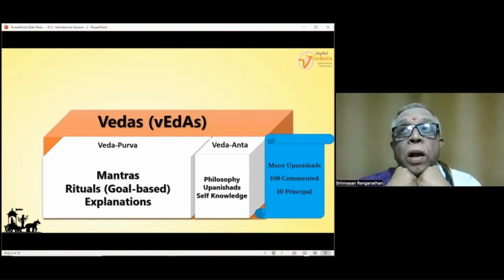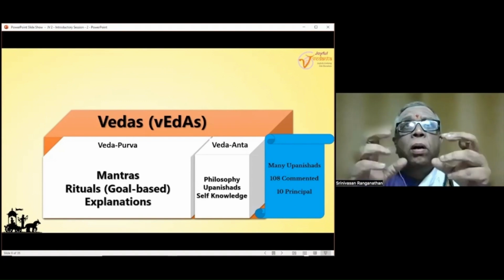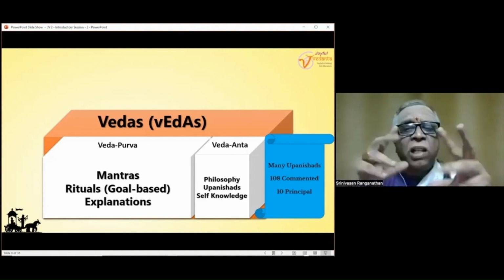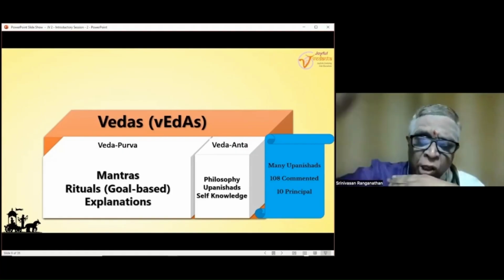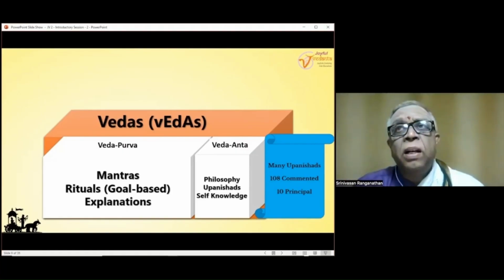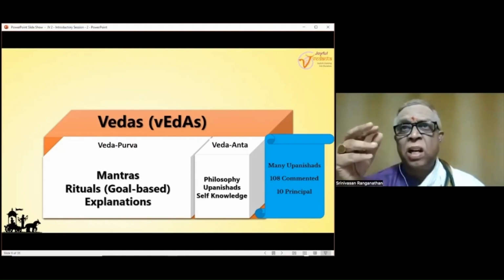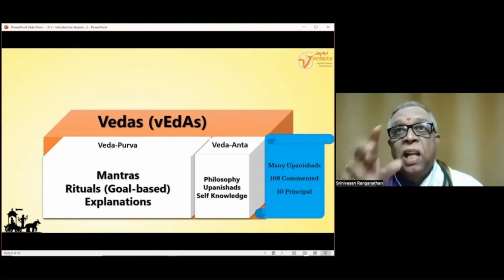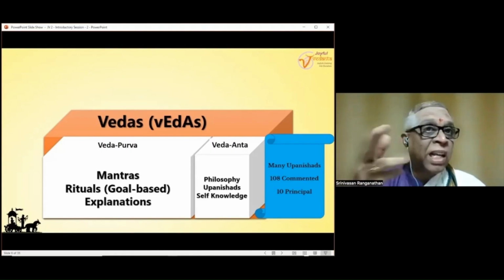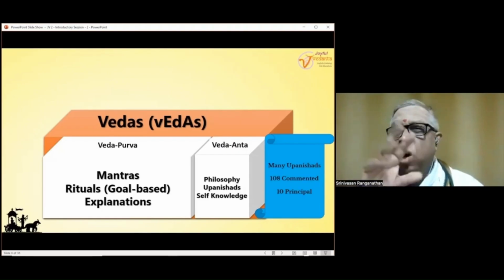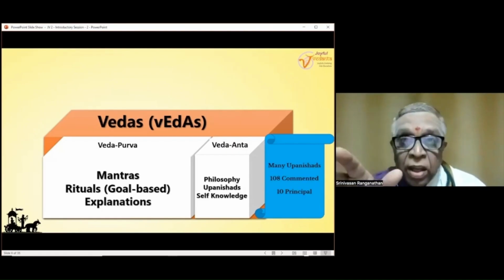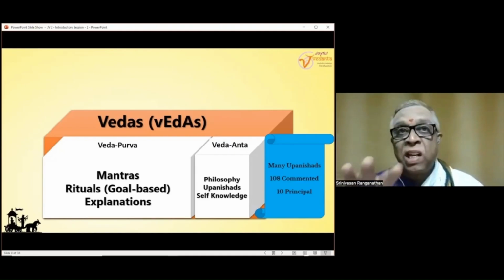Now, these 10 Upanishads or the 108 Upanishads are spread across all the Vedas. That means there are Upanishads which are coming in Yajurveda. There are Upanishads which are coming in Rig Veda, like Taittiriya Upanishad is part of Yajurveda. So all the 4 Vedas have Upanishads at the end, right? So that's a very important concept we must understand, right?